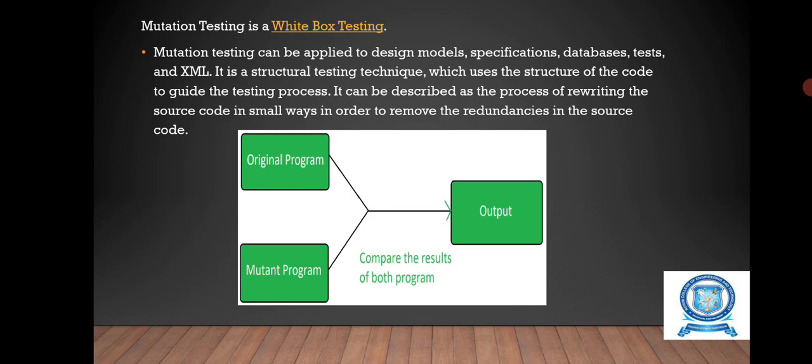Mutation testing can be applied to design models, specifications, databases, tests, and XML. It is a structural testing technique which uses the structure of the code to guide the testing process. It can be described as a process of rewriting the source code in some ways in order to remove the dependencies on the source code.